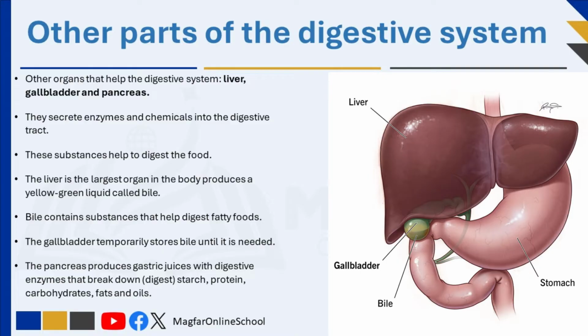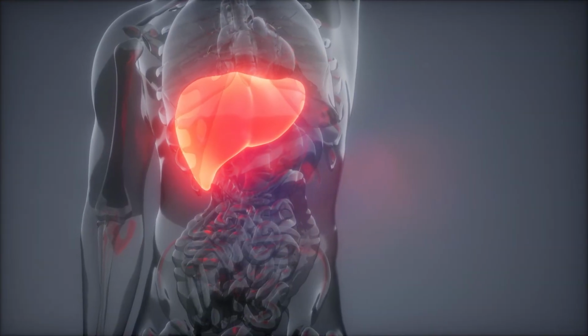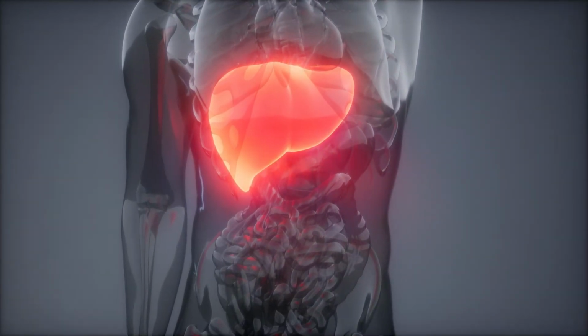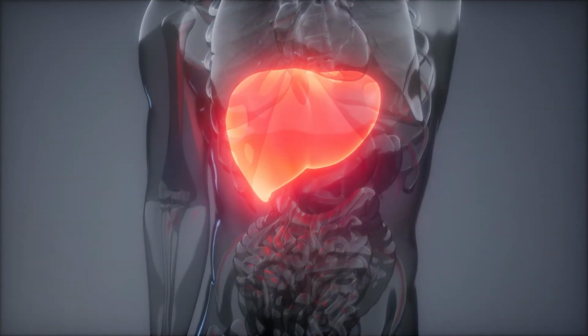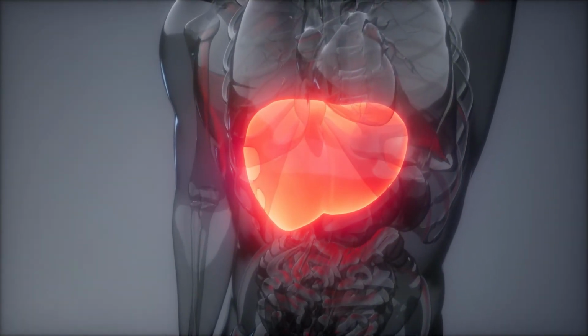Bile helps break down large fat molecules into smaller droplets, making them easier to digest and absorb. The gallbladder is a small organ that stores bile temporarily. When fatty foods enter the small intestine, the gallbladder releases bile to aid in digestion. This process ensures that fats are broken down efficiently before they are absorbed into the bloodstream.